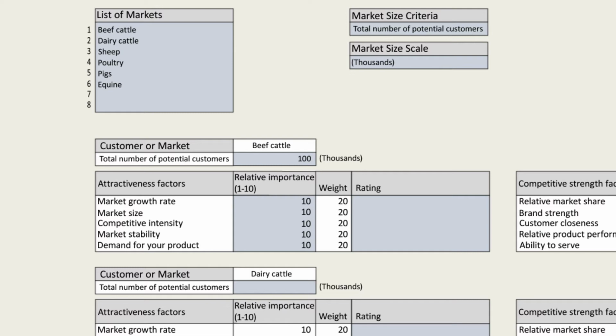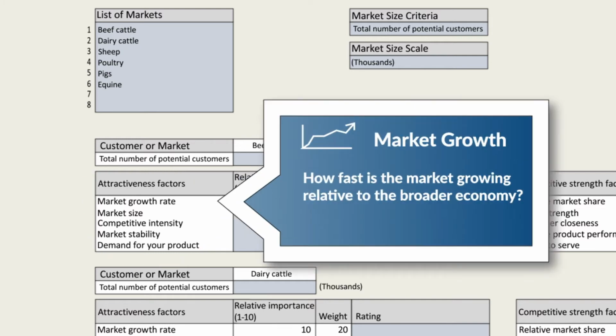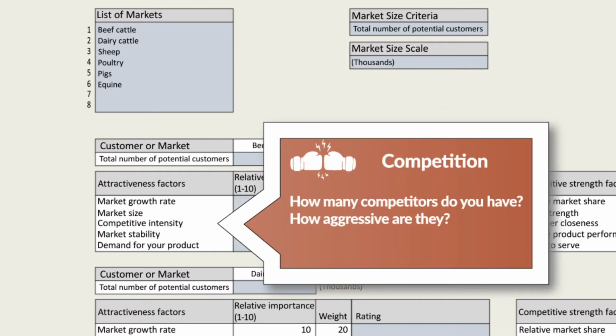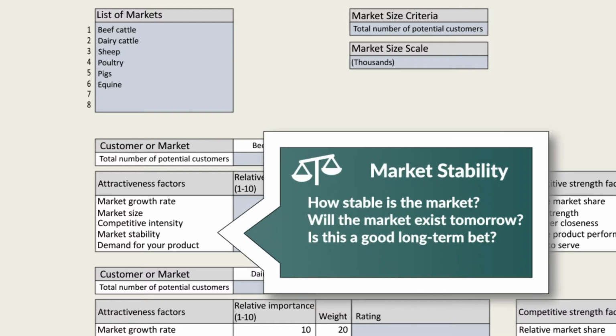On the left of the input table, there are 5 factors that drive the attractiveness of a market. They're all pretty self-explanatory, but let's quickly run through them. The market growth rate is how quickly the market is growing relative to the broader market or the economy in general. Market size is how big the market is, which is pretty subjective and based on your definition of what constitutes a big market for your business. Competitive intensity is a measure of how many competitors are chasing the same business and how aggressive they are. Market stability is an environmental measure, and this is a measure of how volatile is the market. Do we think this is a good long-term bet for us?